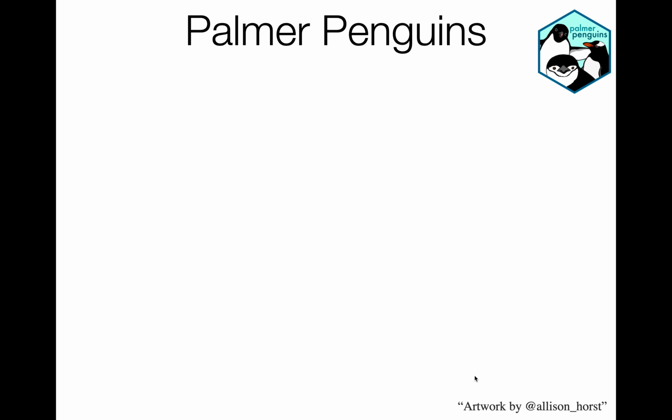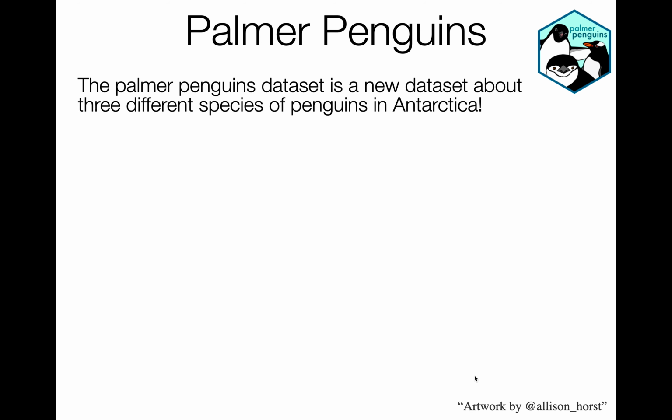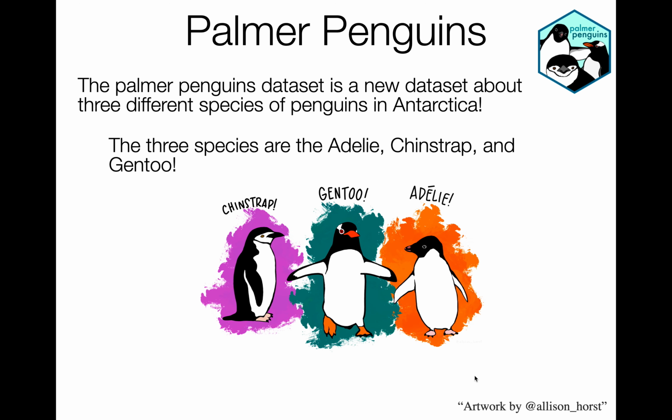To introduce these topics, I'm going to use the same data set throughout, which will give us some consistency. It's a new data set that was curated in late 2018 or 2019, so really recently. It's a really cool data set on some penguins, and it's called the Palmer penguins data. It's a new data set about 3 different species of penguins in Antarctica. The 3 penguin species are the Adelie, the Chinstrap, and the Gentoo.